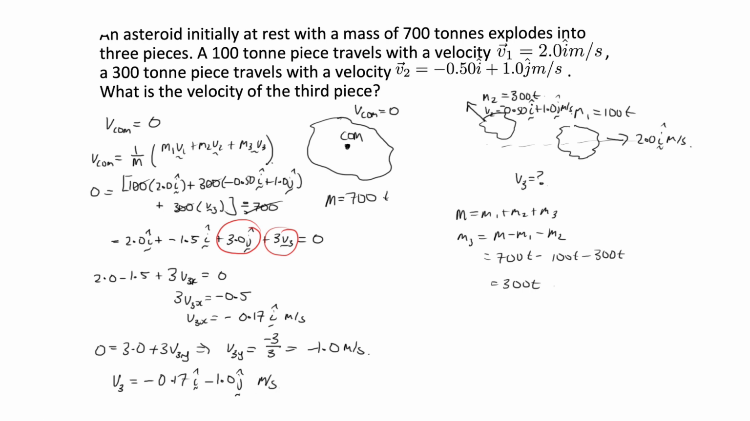So I can just check that that makes sense. If I draw it onto this diagram, it's heading back in this direction and down here. So it's heading kind of down like that. And that would be what I'd expect.